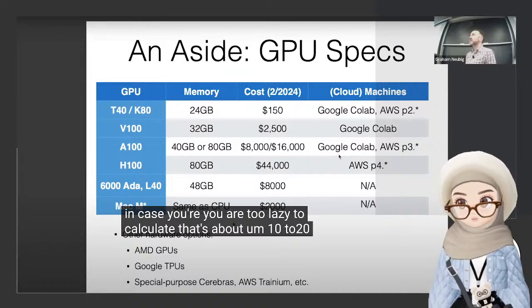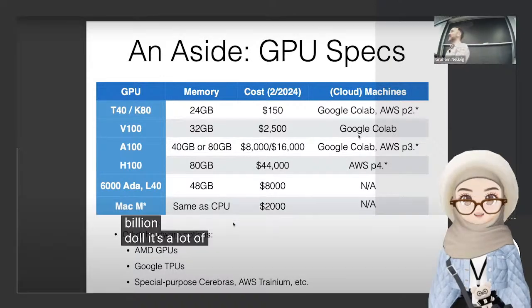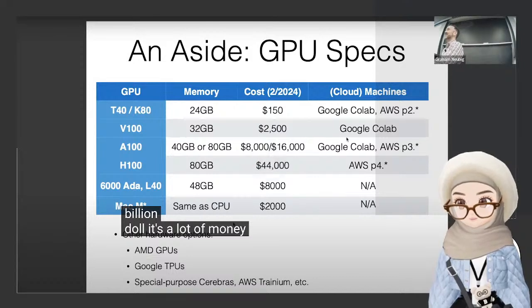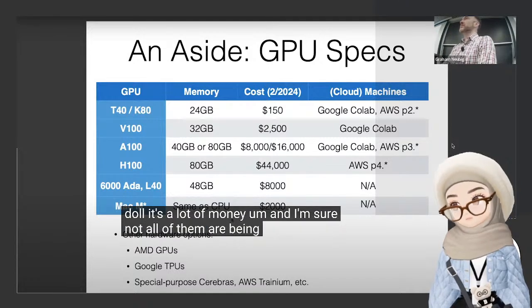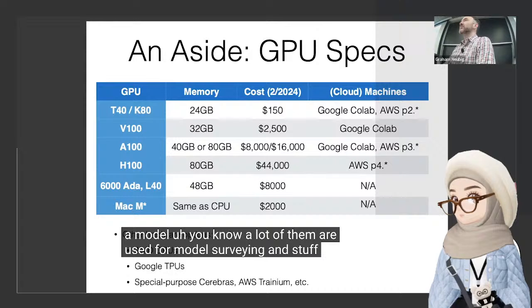How much physical space does that take? It's about $20 billion. It's a lot of money. Whoa. And I'm sure not all of them are being used to train a model. A lot of them are used for model serving and stuff like that.